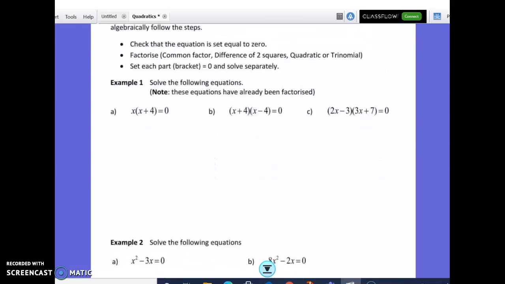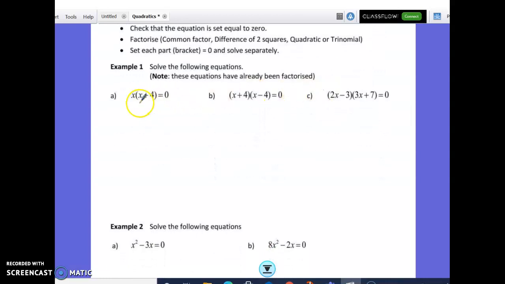Looking at these then, so these ones have already been factorised for us. So here I've got something times something equals 0. So that means either x equals 0 or x plus 4 equals 0. It could be that they're both 0, but we've definitely got one of them is 0. I want to get a value for x here, because we haven't solved an equation until we've got x equals. X plus 4 equals 0, got plus 4 here, take it to the other side. X equals 0, x equals minus 4.